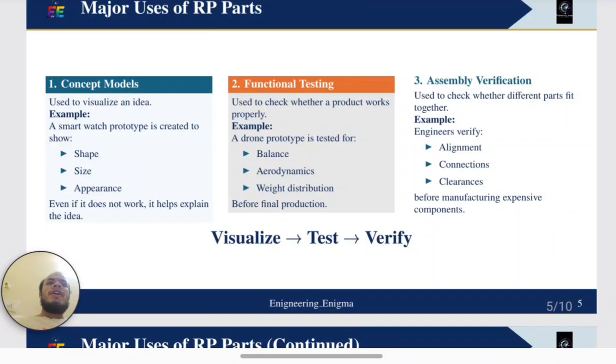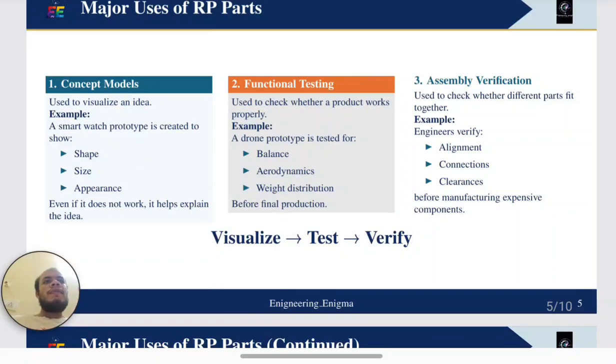Engineers use RP parts to verify whether the alignment is properly verified or not, connections are given or not, clearances are there or not, and the spacing is perfectly fit or not. So imagine assembling a puzzle. If one piece is slightly larger, the entire puzzle fails. Assembly verification ensures everything fits correctly.